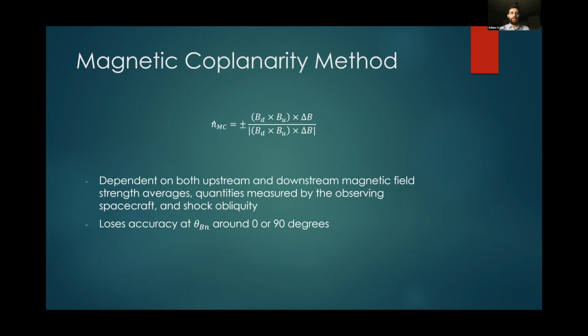In this equation, B sub D represents the average downstream magnetic field strength, B sub U represents the average upstream magnetic field strength, and delta B is the difference between the two. The accuracy of this method is contingent on several factors, namely the instrumentation on board the observing spacecraft and the shock obliquity theta B sub n. In particular, this method fails in cases where the shock is perfectly parallel or perpendicular, i.e. the obliquity equals 0 degrees or 90 degrees.